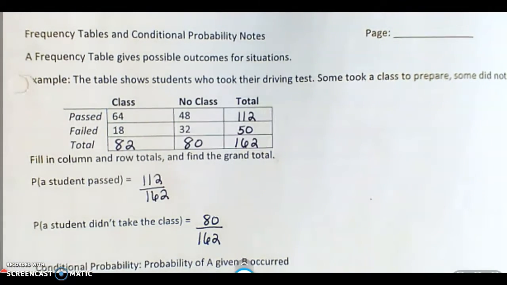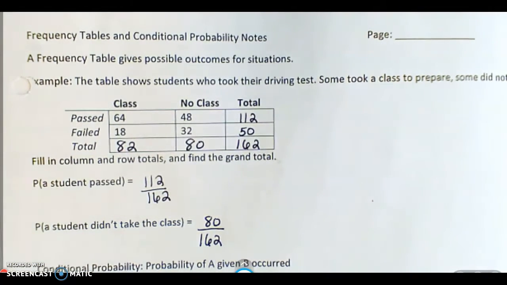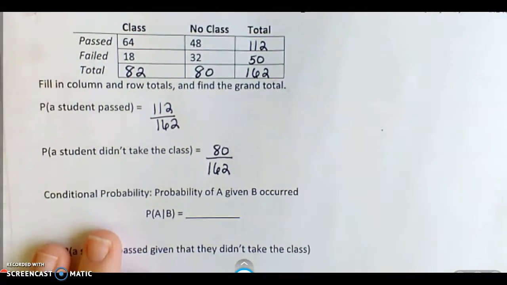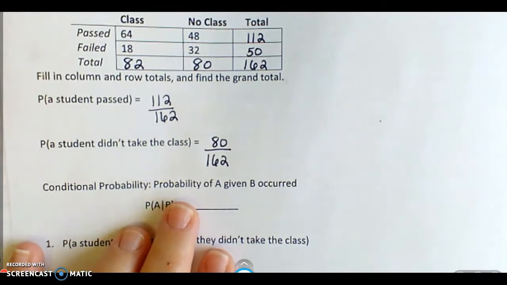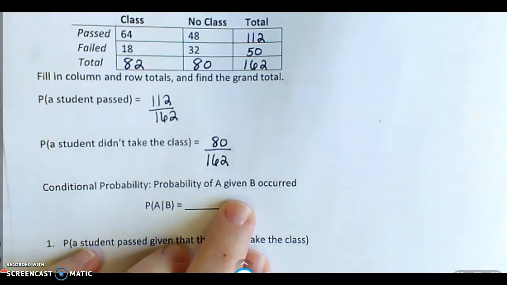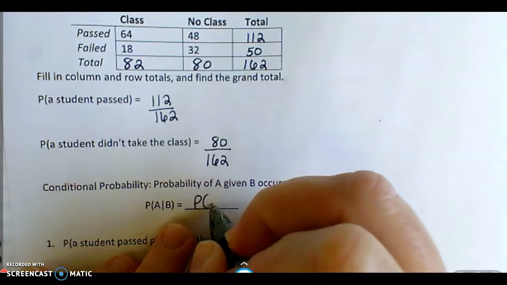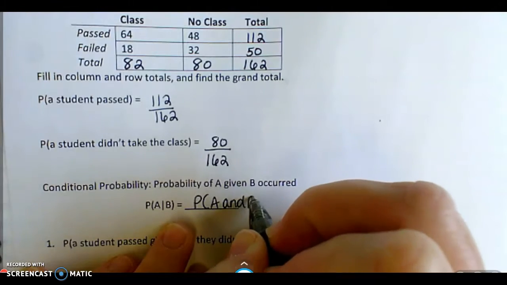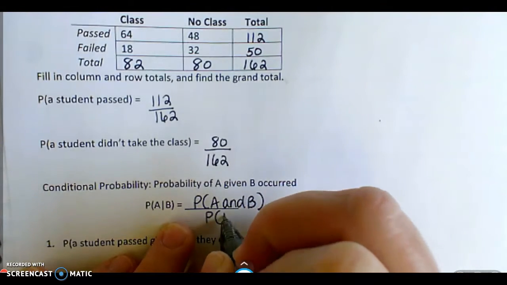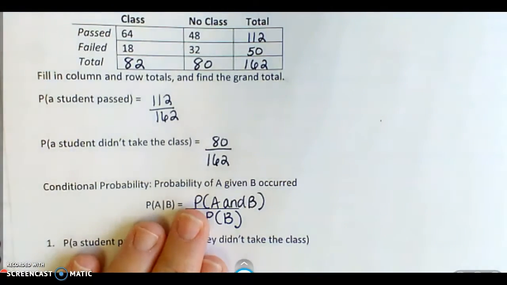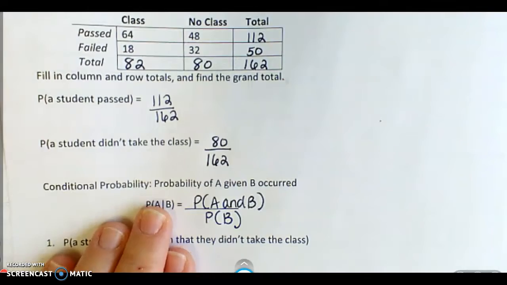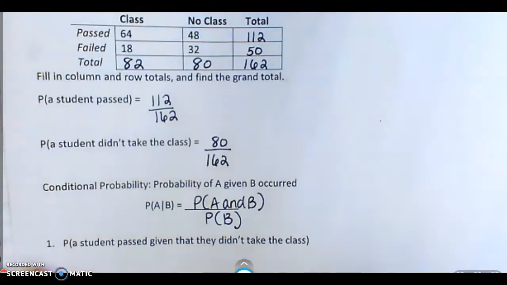But on the next ones, you have to look at only one column or only one row. Okay? So this says conditional probability is the probability of A given B. I'm going to give you the algebra answer, but then I'm going to show you really don't have to use that algebra answer. This is the equation that you would use to solve this, but I'm going to show you using the table that you do not have to do it this way.